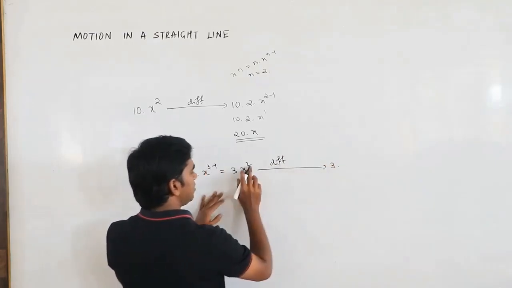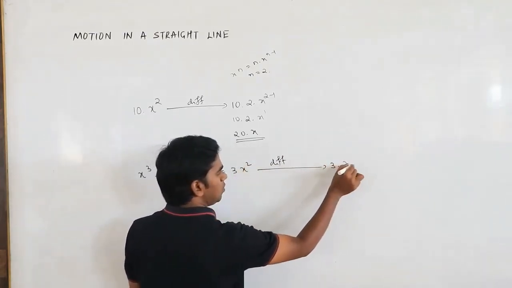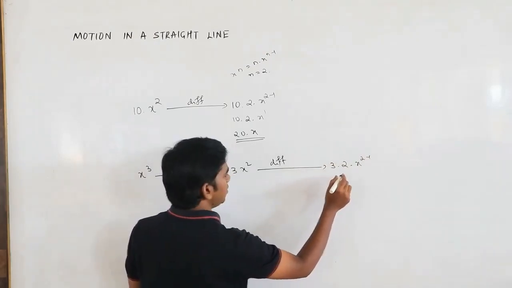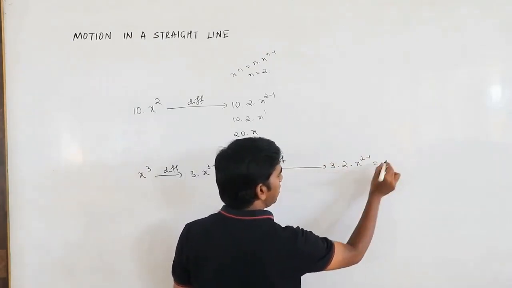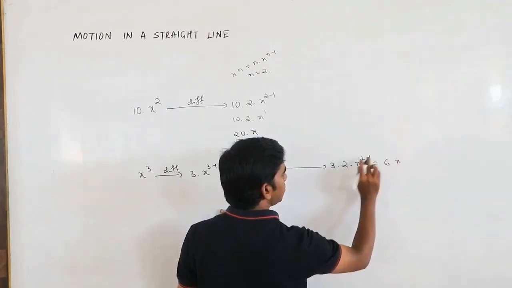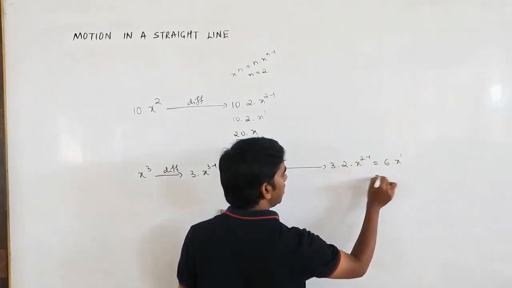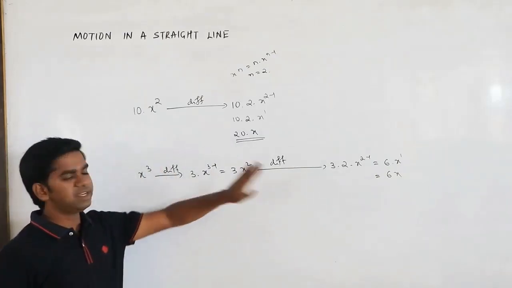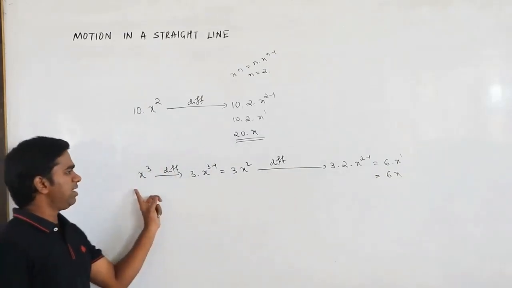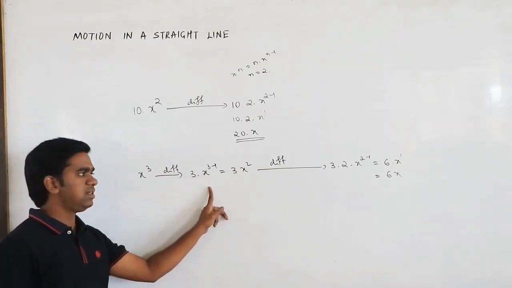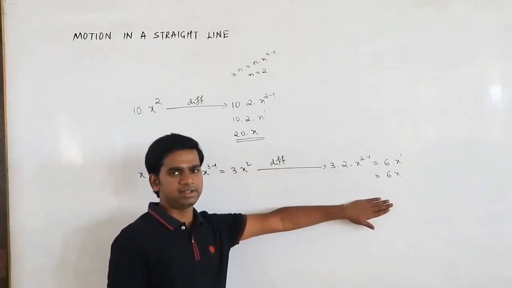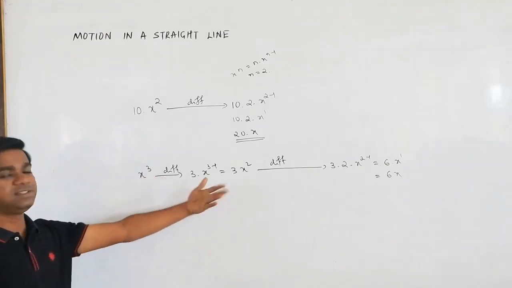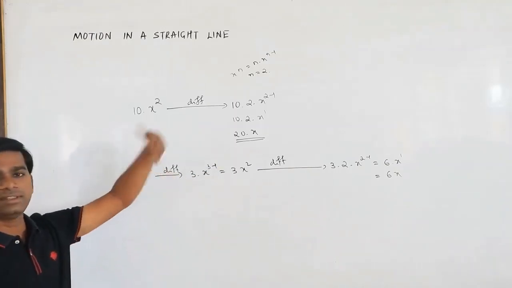3 write as it is. x raised to 2 means 2 into x raised to 2 minus 1. So you can write it as 3 into 2, 6. x raised to 2 minus 1 is 1. So that is 6x. What I am doing here is differentiating 2 times. With one-time differentiation you will get velocity, with 2-time differentiation you will get acceleration. Okay, that we will see later. But mathematically, if you can differentiate 2 times, you can differentiate 3 times also.